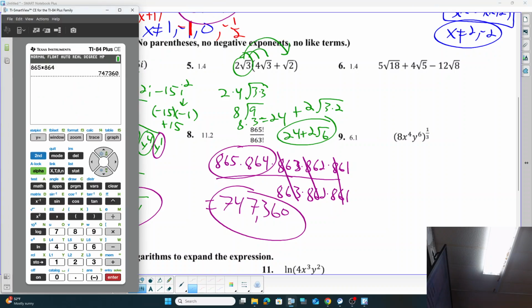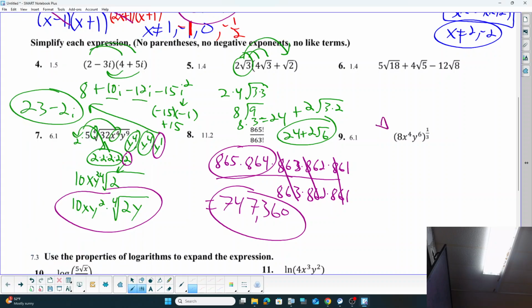Okay, trying to focus on what's going to be on the test. This is a really good one right here. So that's a third root. We have the third root of 8x to the 4th power, y to the 6th power. We have 6 y's, 4 x's, and 2 times 2 times 2 is 8.